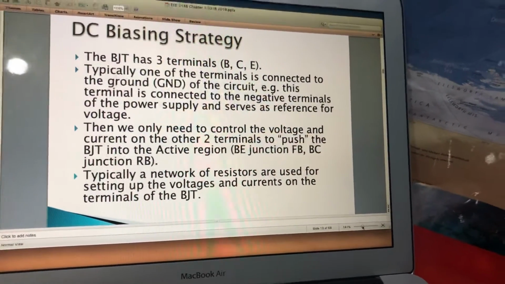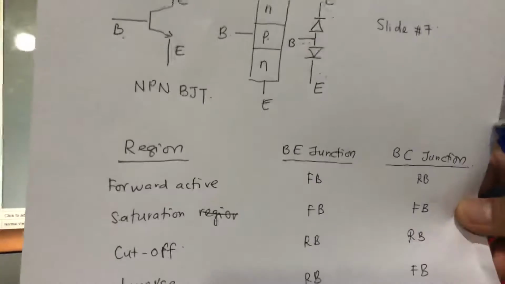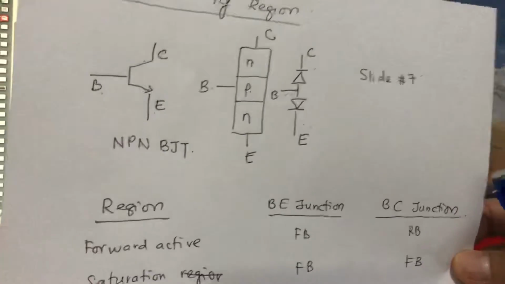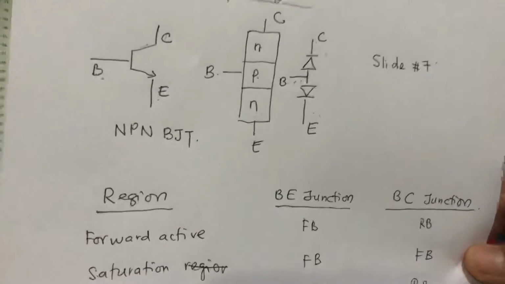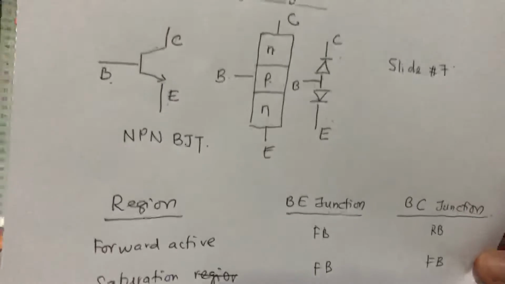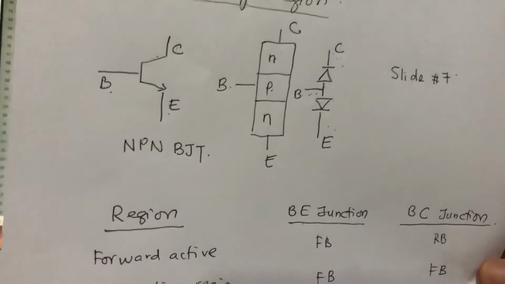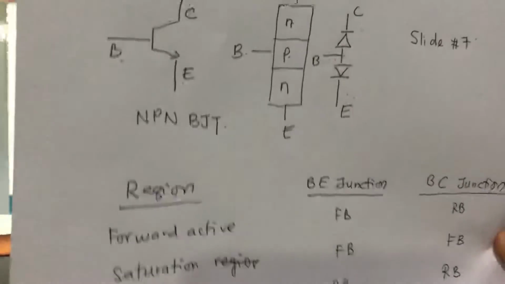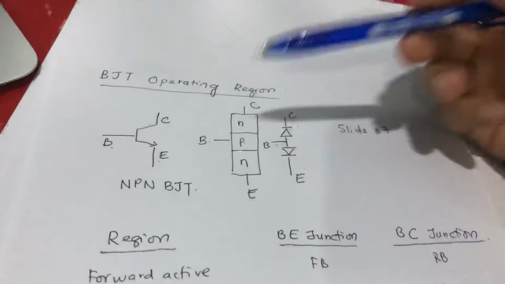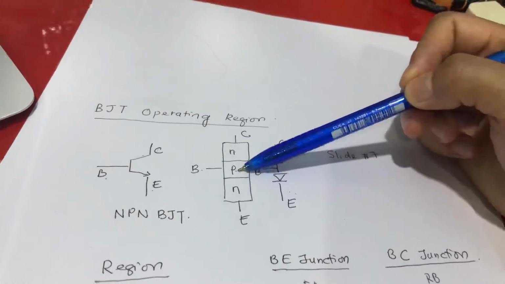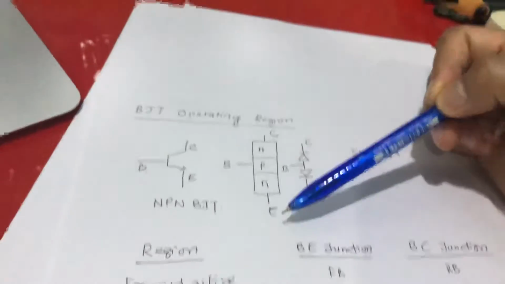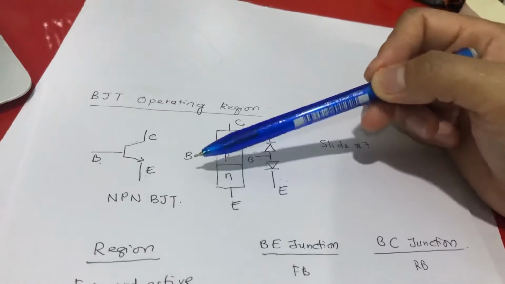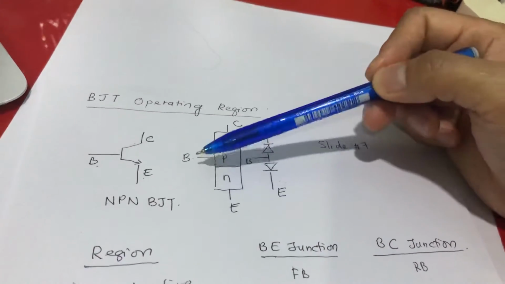Remember that for the forward active region, the base emitter junction must be forward bias and the base collector junction must be reverse bias. What does it mean by forward bias? The base voltage will be higher than the emitter, because this is a PN junction. The current flows through here, so base must be higher than emitter. So we have to put proper voltages here. This must be higher than this one.